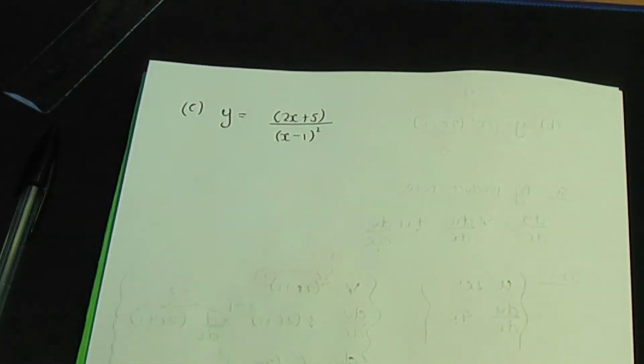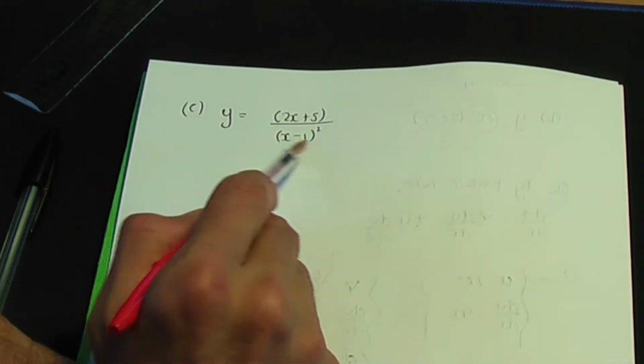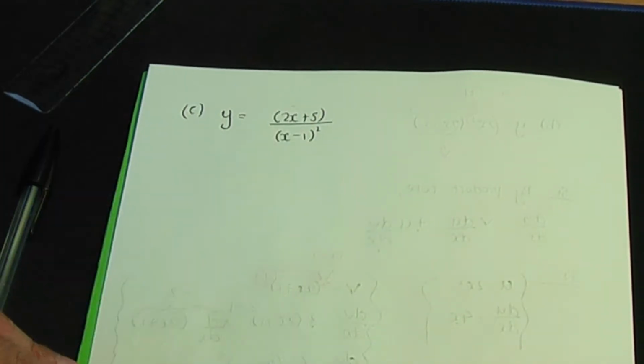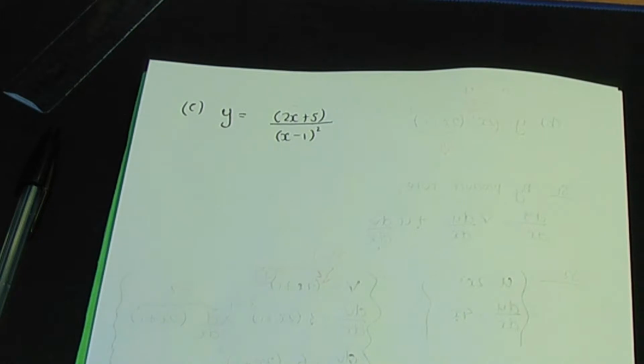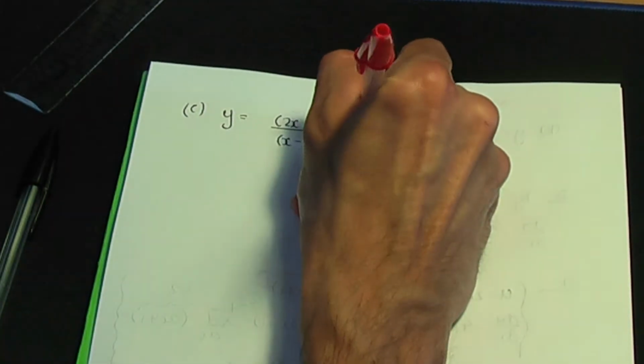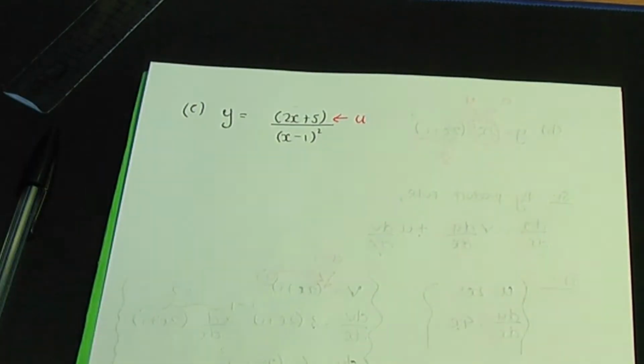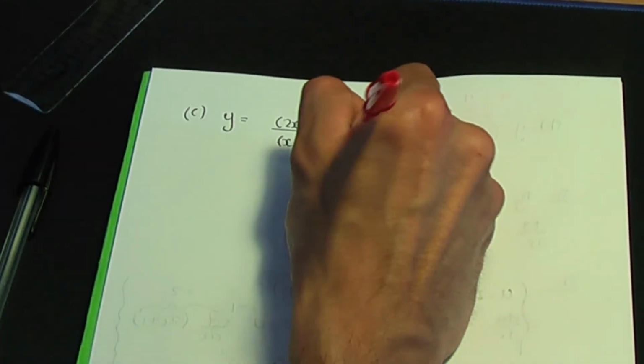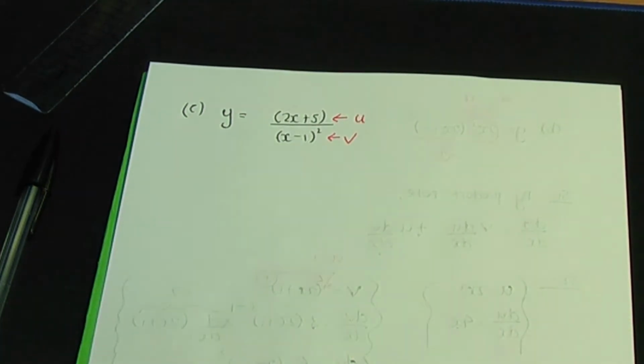So in this case, we have a quotient of 2 functions. We need to apply the quotient rule, okay? Or what you could do is you can take the x minus 1 squared up and apply the product rule. So you can do this problem in either way. I'm going to use the quotient rule just to show you how the quotient rule is applied. So I'm going to take u to be 2x plus 5. So u is the numerator and v, that term, being the denominator.